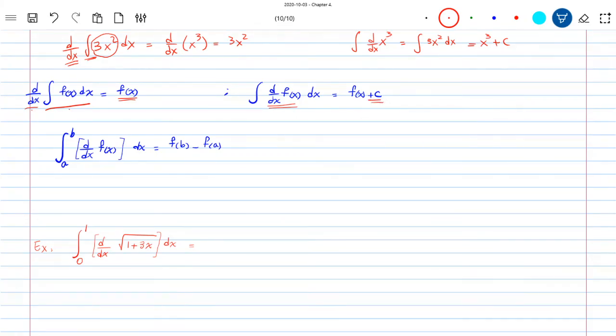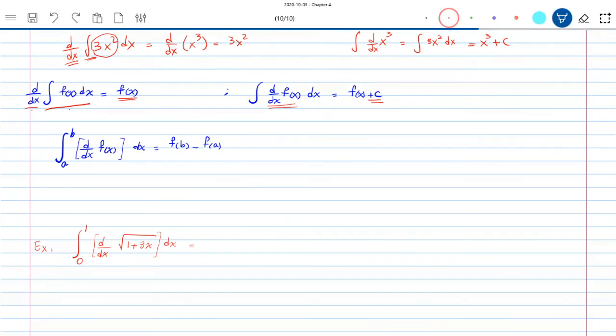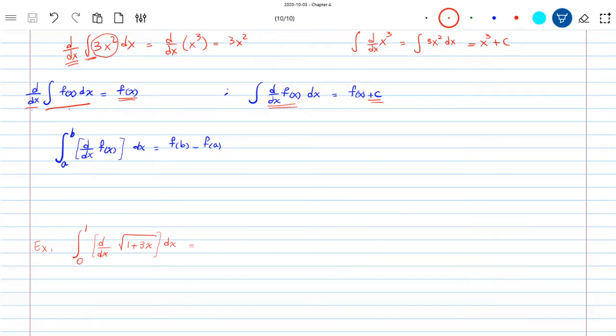Because when you take the antiderivative, the general antiderivative has a constant c. That constant c with the derivative always disappears. So therefore, this dx will disappear. But if you rearrange the order, there would be a constant c.